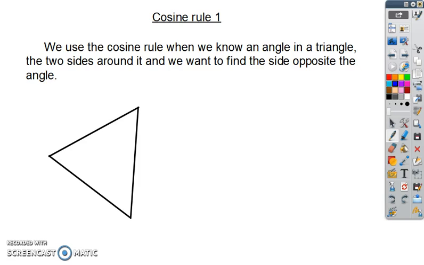Cosine rule 1. We use the cosine rule when we know an angle in a triangle, the two sides around it, and we want to find the side opposite the angle. Now then, we can do this in any given triangle whatsoever. That's the beauty of the cosine rule.